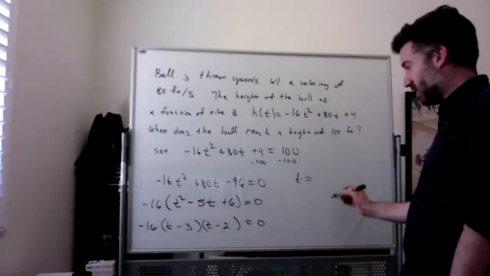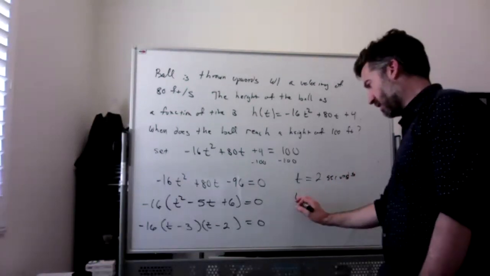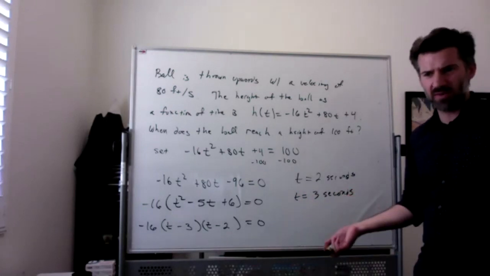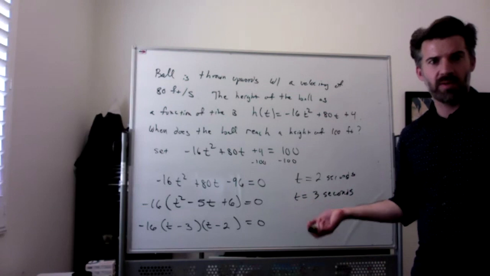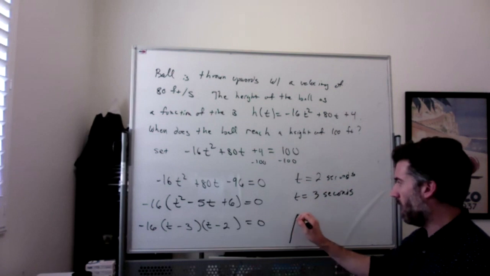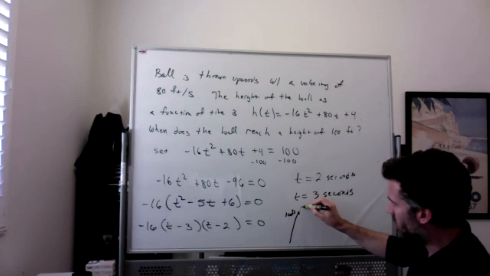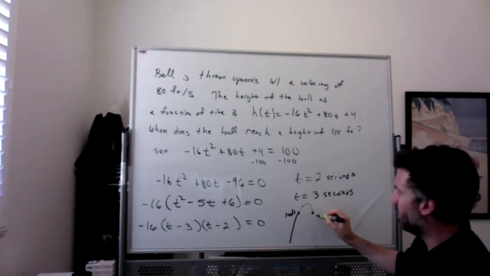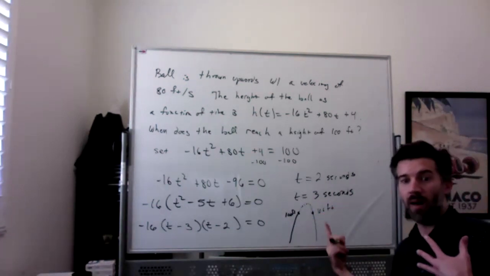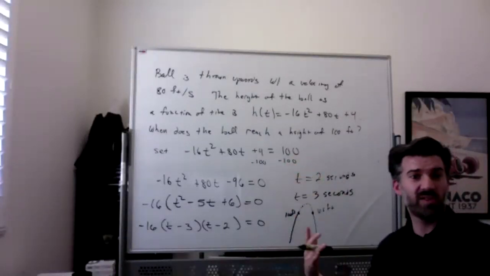I see someone writing, yes, I see 2 seconds. But I also see 3 seconds. Which seems maybe strange at first, that it has 2 answers. But if we think about what's happening, it makes a lot of sense. We're throwing the ball up, and at some point it's reaching a height of 100 feet. And then it keeps going up, and then it turns around and goes down, and then it also reaches a height of 100 feet right there. So it reaches 100 feet going up after 2 seconds, and then on the way back down, another second later, it's at 100 feet again. So that's why there are 2 answers here.